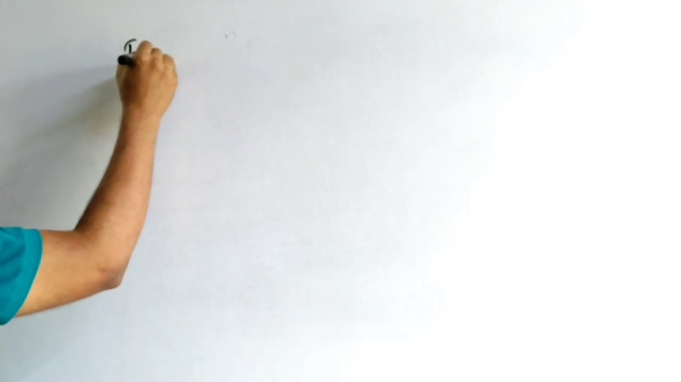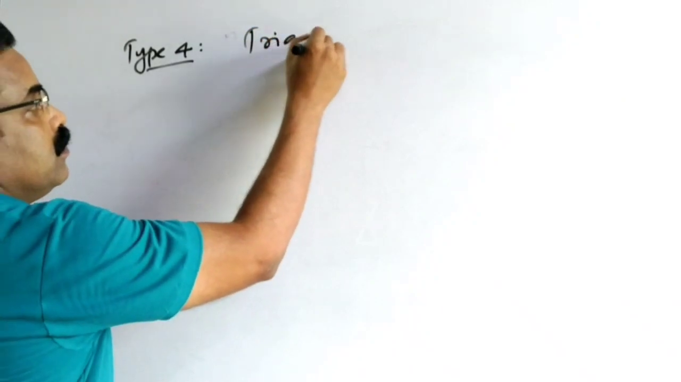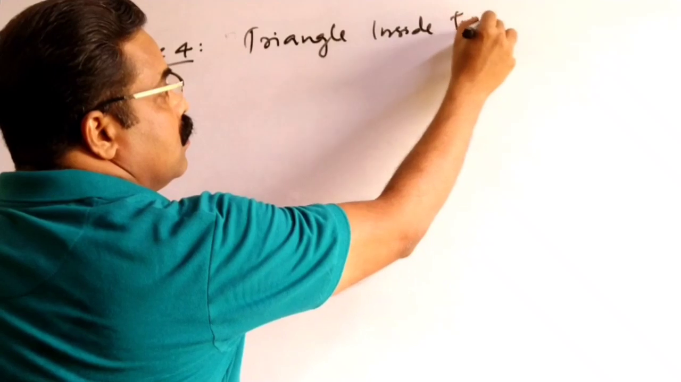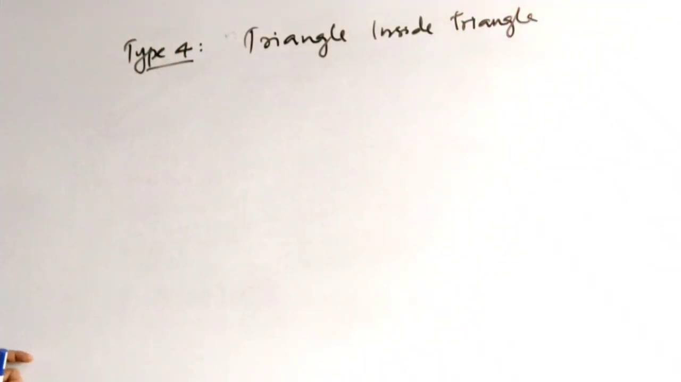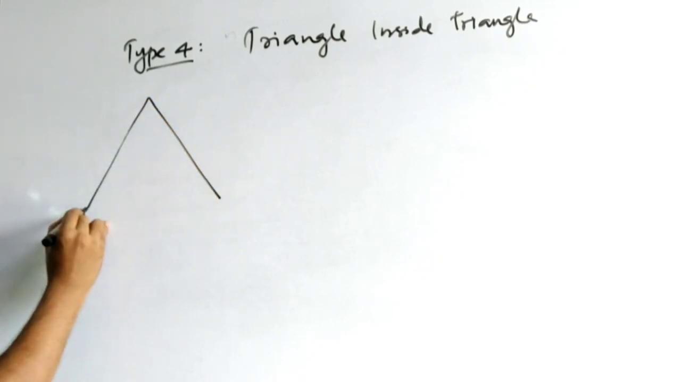So our type 4 questions are, type 4 is triangles inside triangle. Triangle inside triangle. So let us start with the basic form of this type of questions. Type 4 questions. I have a triangle here.